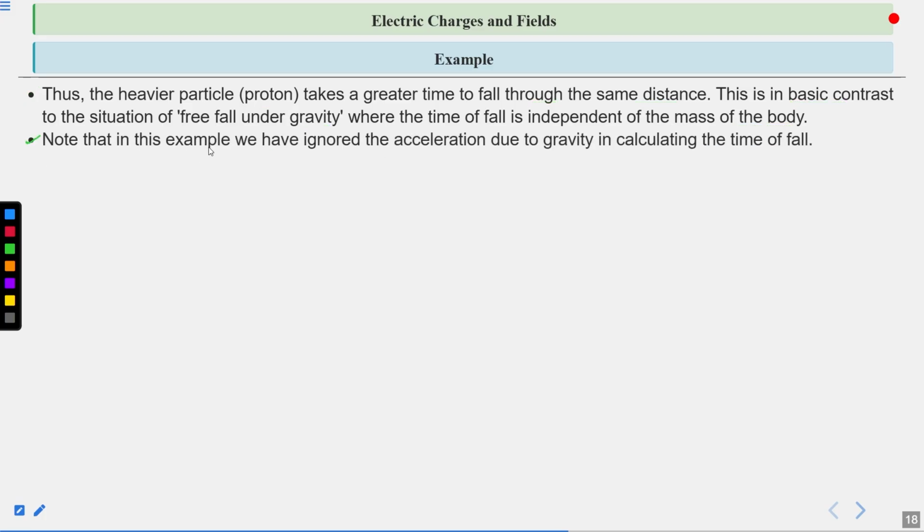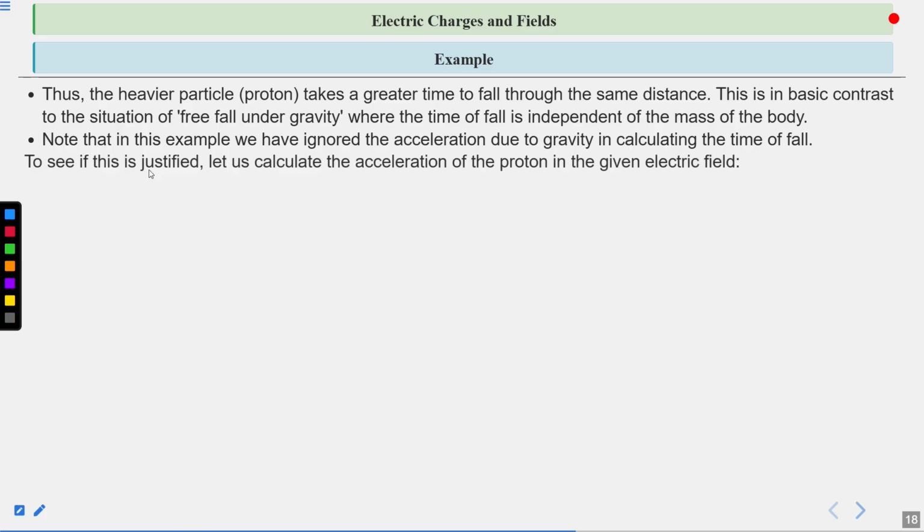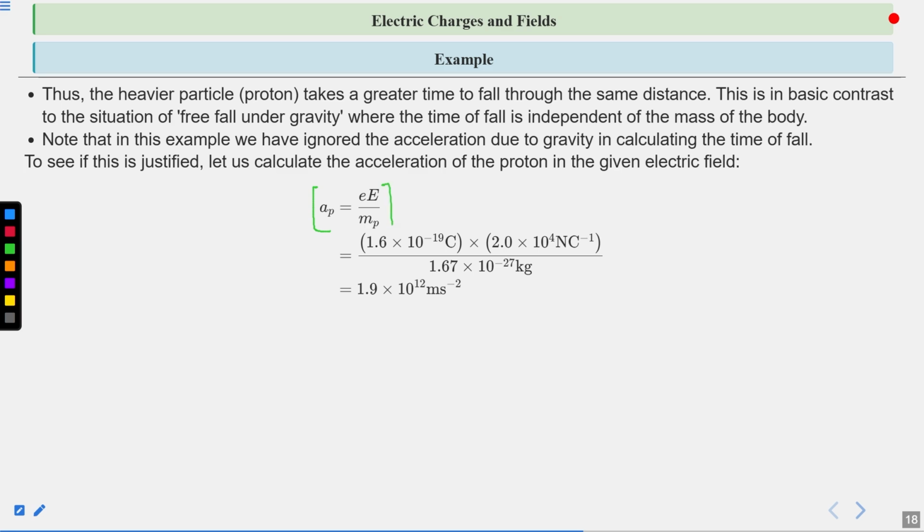Note that in this example, we have ignored the acceleration due to gravity in calculating the time of fall. To see if this is justified, let us calculate the acceleration of the proton in the given electric field. The formula of acceleration is eE upon mp. The value of e is 1.6 × 10^-19 coulomb, the electric field is 2.0 × 10^4 newton per coulomb, and the mass of the proton is this one.